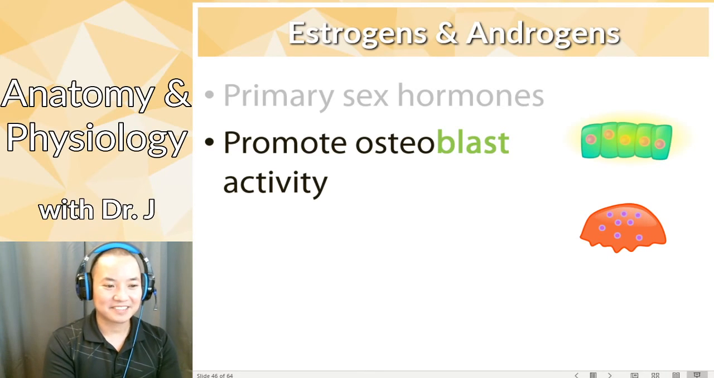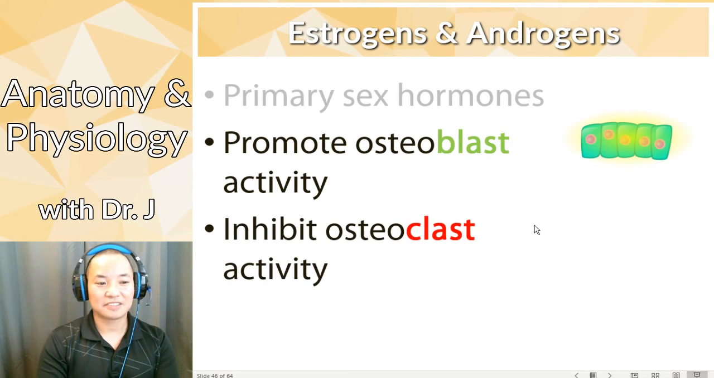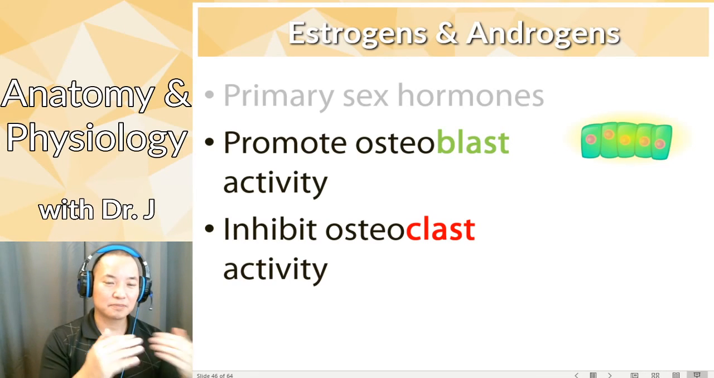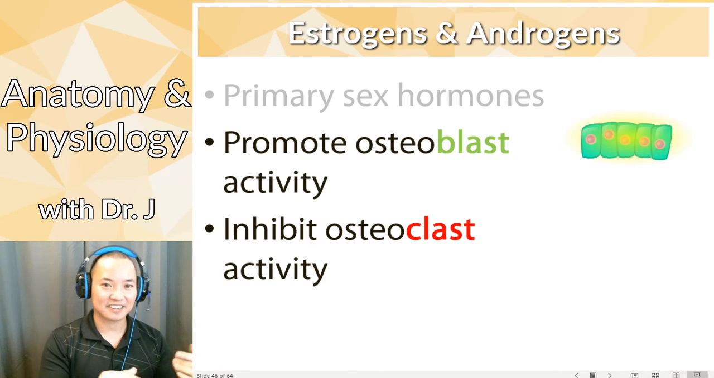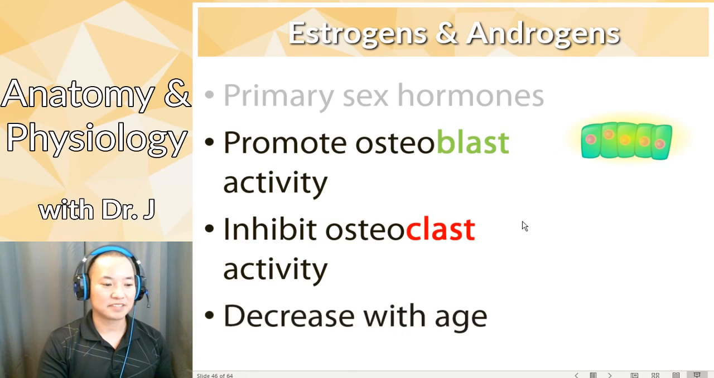Yep, I'm seeing the right answer. So remember, osteoblasts build bone. So if estrogens promote osteoblast activity, what do estrogens do to bone density? They help osteoblasts build more bone. Now, they not only promote osteoblast activity, they also inhibit osteoclast activity. So estrogens promote the builders and hold back the osteoclasts that crush bone. So the overall effect of estrogen on bone tissue is that you increase bone density.